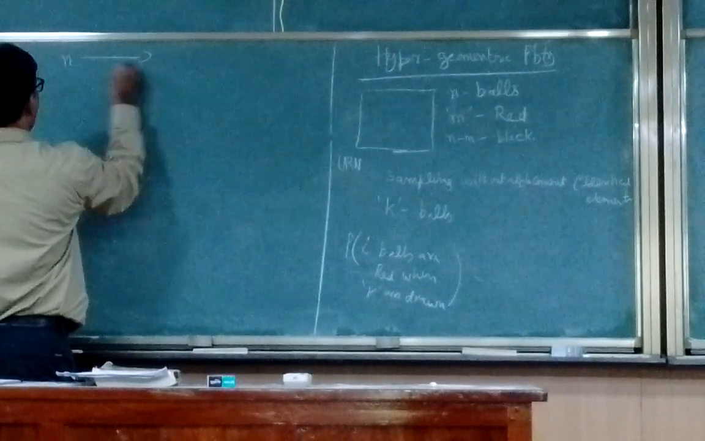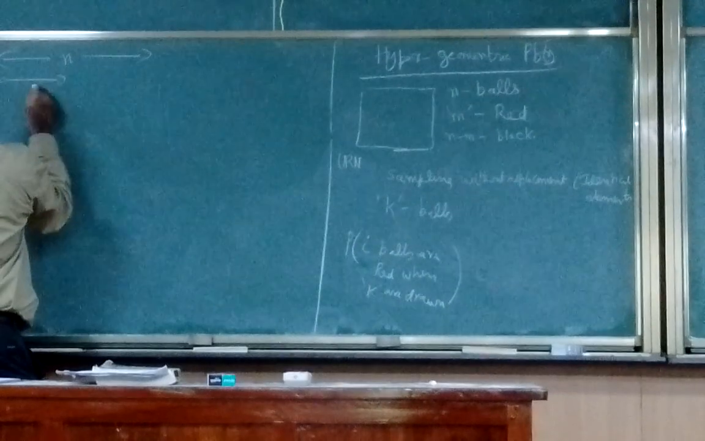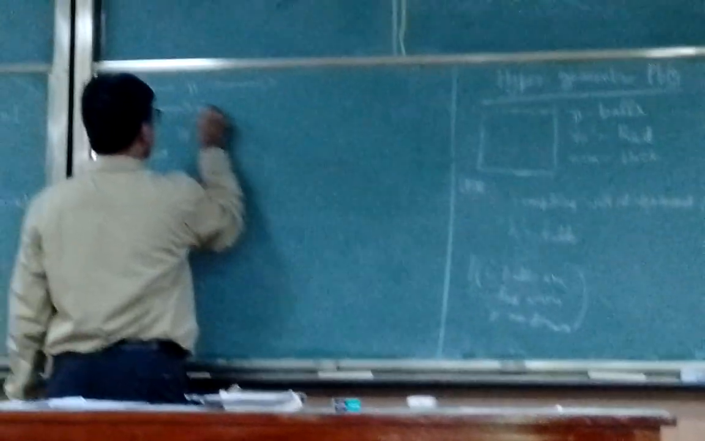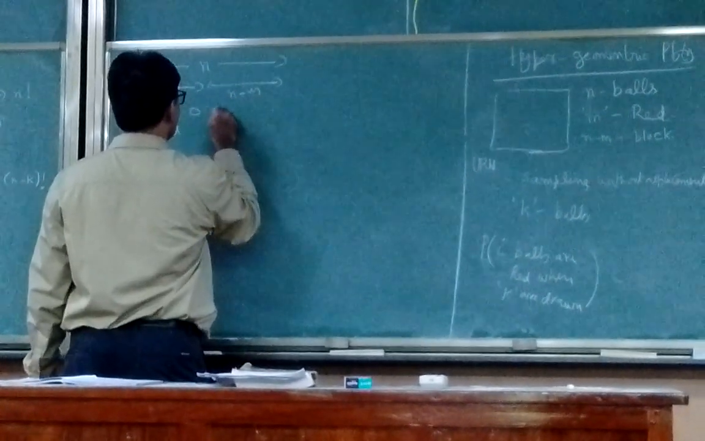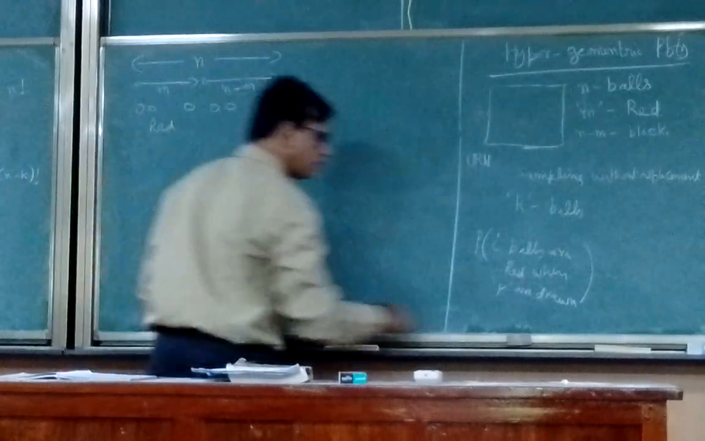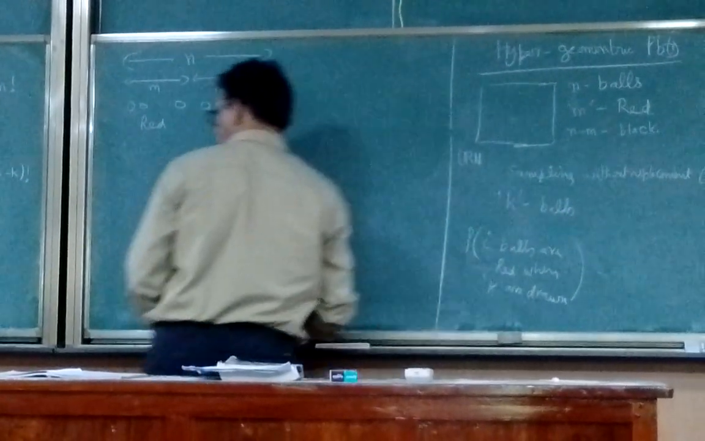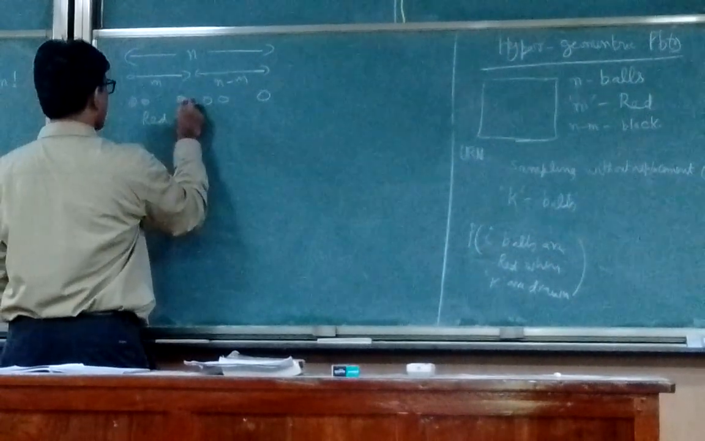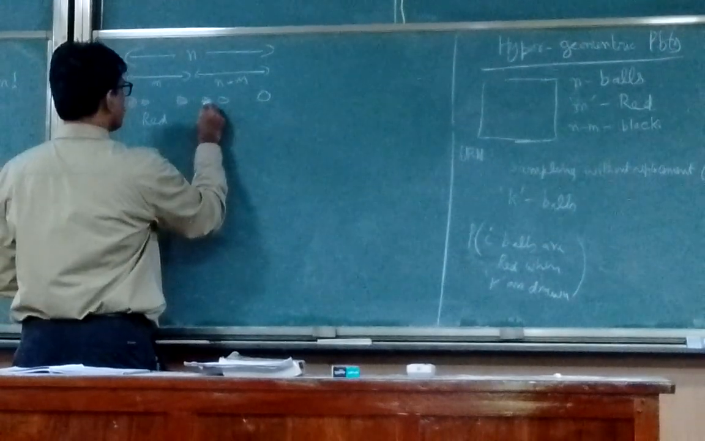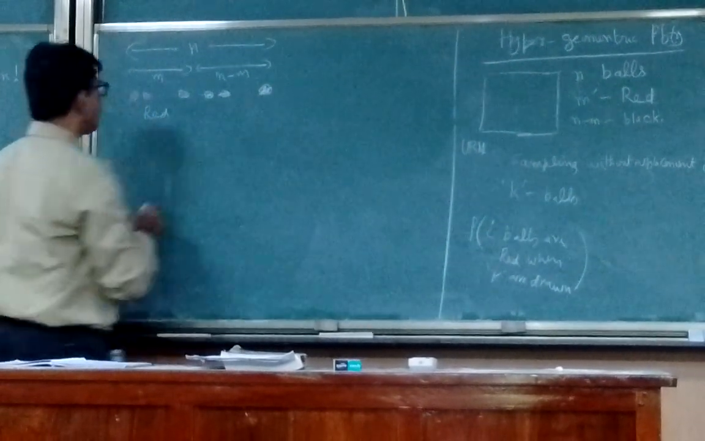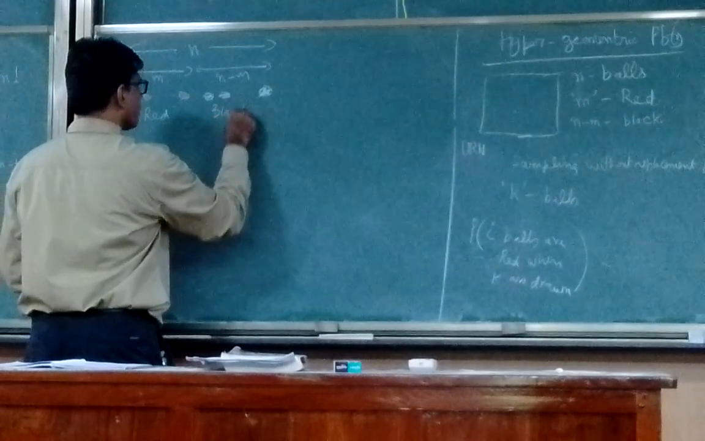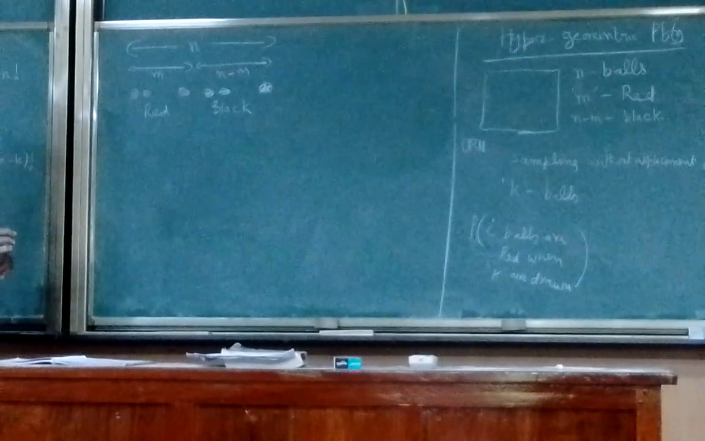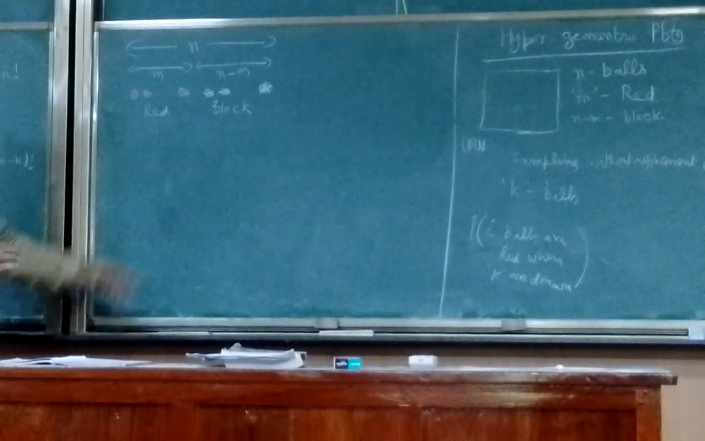So out of n, m of them are red and n minus m of them are black. We are going to pick k balls, out of which we are looking for i balls which are red in color.